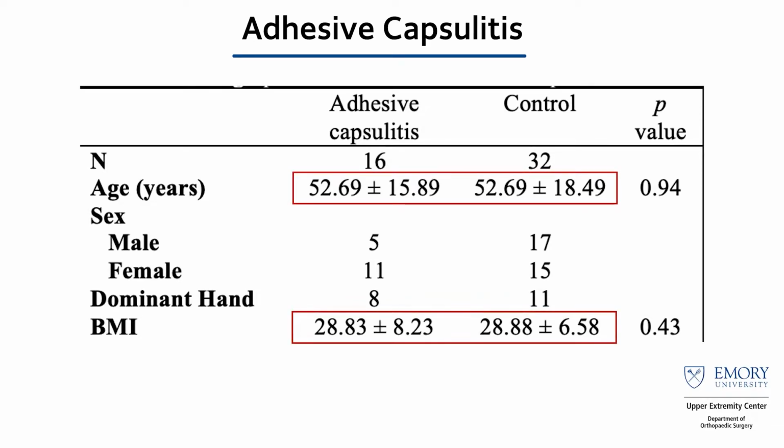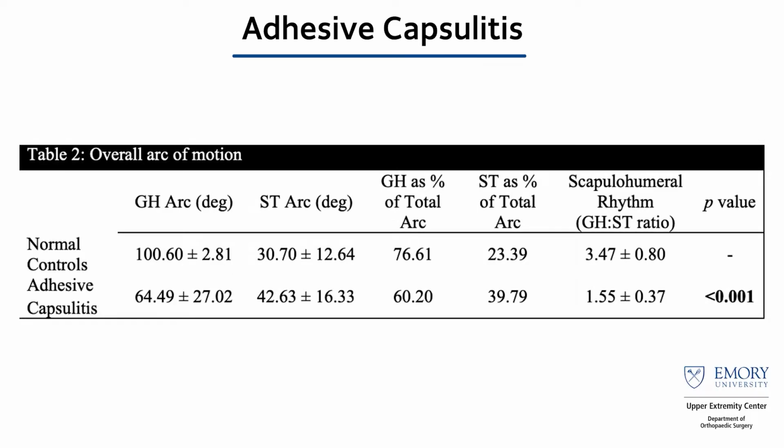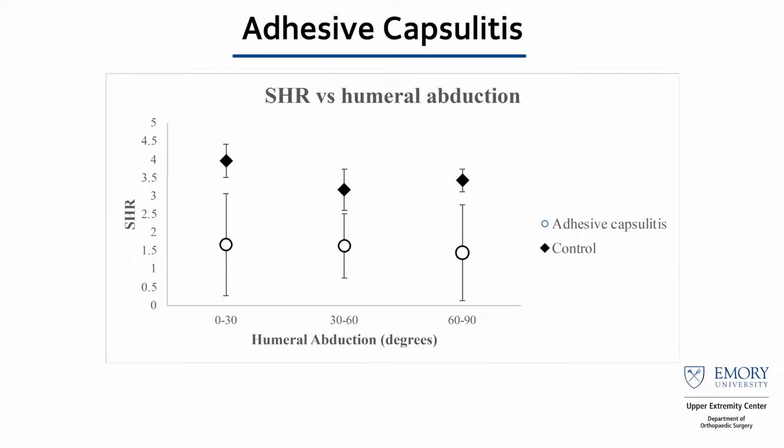And when you looked at normal controls versus those that had adhesive capsulitis, the scapulohumeral rhythm was almost triple that of normal controls, which means that the glenohumeral motion is much higher in normal controls compared to those with adhesive capsulitis. Kind of makes sense, but this is the first time we've actually been able to quantify this in adhesive capsulitis and potentially give us some sort of objective measurement to diagnose this pathology. This shows in the first 30 degrees, second 30 degrees, and final 30 degrees how normal controls have a much higher scapulohumeral rhythm, so much higher glenohumeral motion compared to scapulothoracic motion.